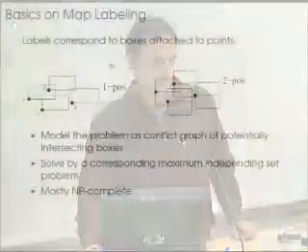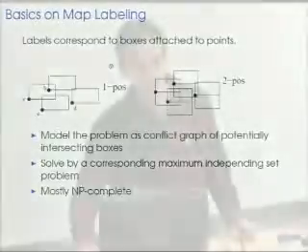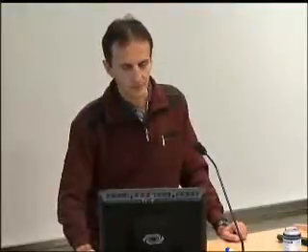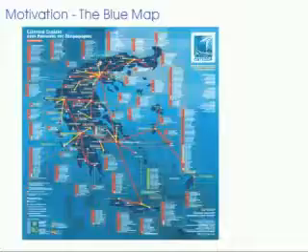But of course, maximum independent set is in general NP-complete, and also for this kind of graphs it's NP-complete. Therefore, people use heuristics, approximations and exponential time algorithms to get solutions. Okay, so this is a very simple and basic model. But what we want to solve is problems like this.